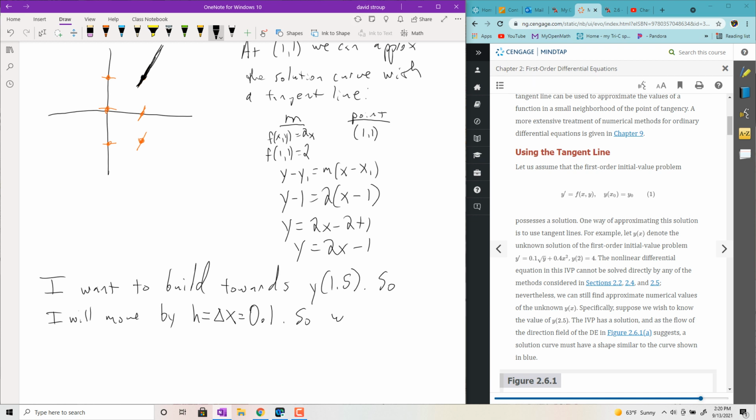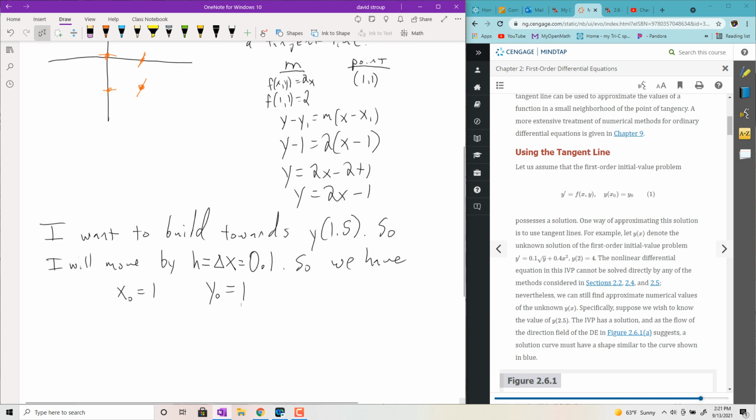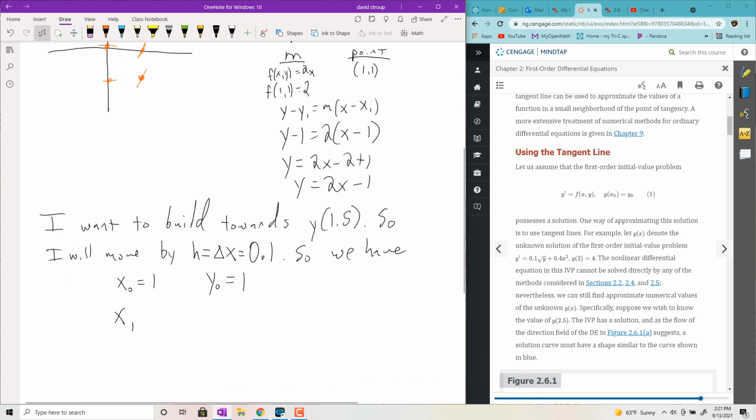So we have my x sub 0, that's where I started, that was 1, that's given. So I'm starting at the point 1, 1. And then I move by this 0.1 to my new x value. So my new x value is 1 plus 0.1, so 1.1. And my new y value, I'm using this equation that I built in order to produce it. So y1 will equal 2 times the previous x value, which is 1.